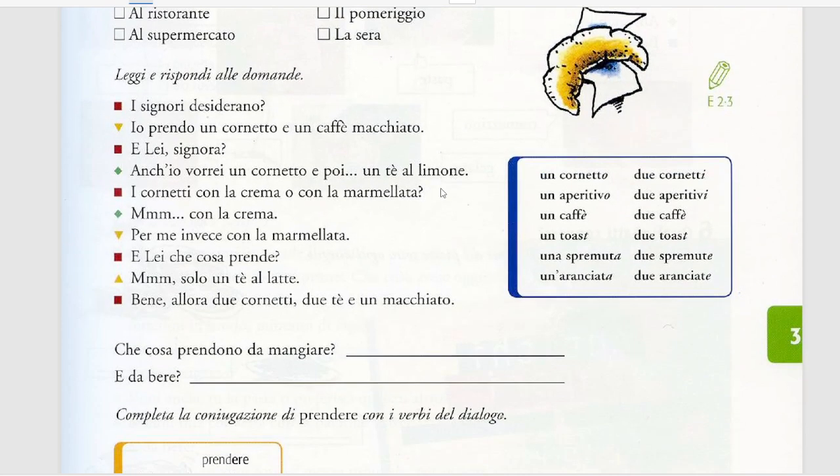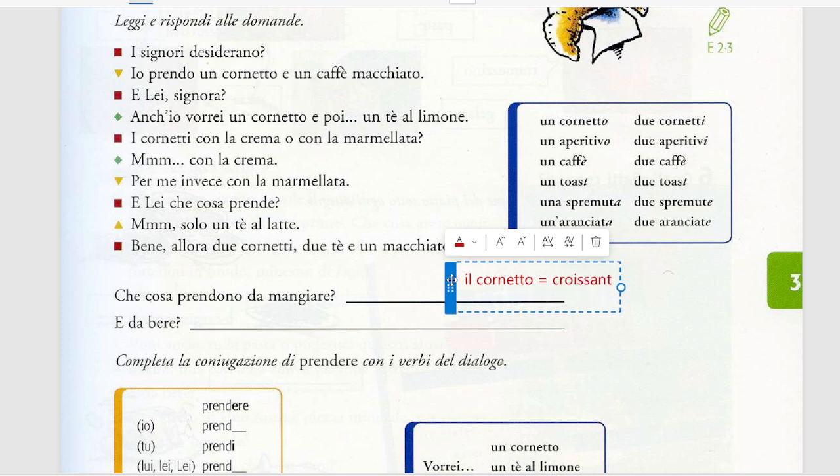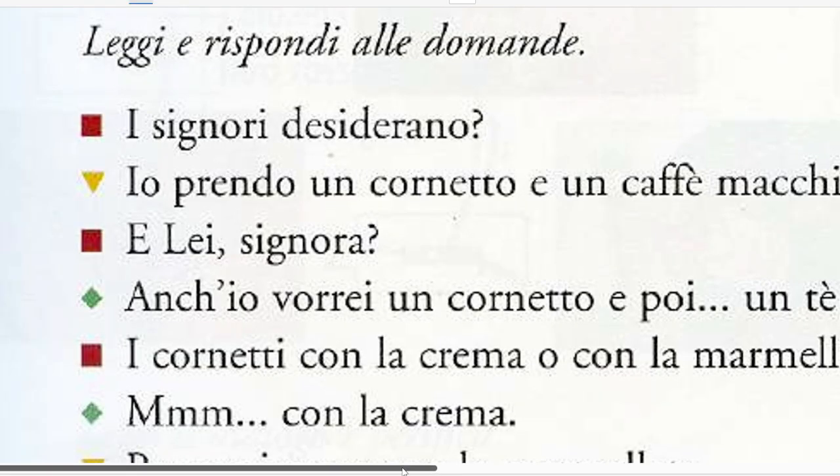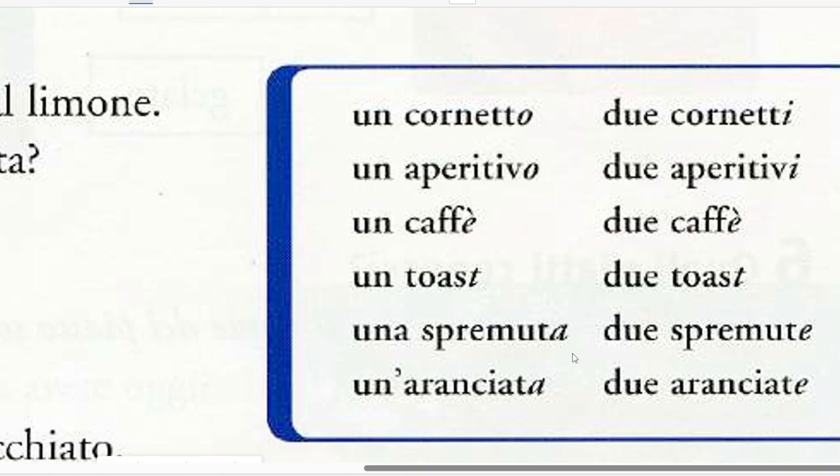Now here the word is cornetto. Cornetto is a croissant. So it is il cornetto, which is croissant. Okay, another one is un aperitivo. Let me zoom this particular section so that you can very easily understand. I hope it is coming in the recording.